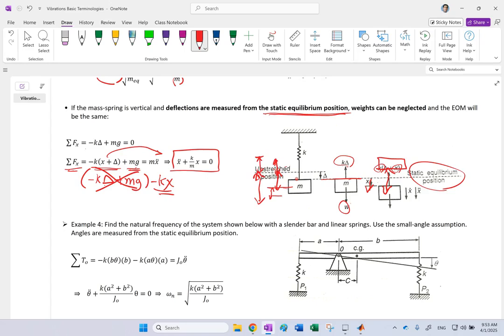So you get a little bit up here and a lot more down here. So to make it perfectly symmetric, we most of the time measure it from static equilibrium. And again, you see that the equation is as if the weights can be neglected.